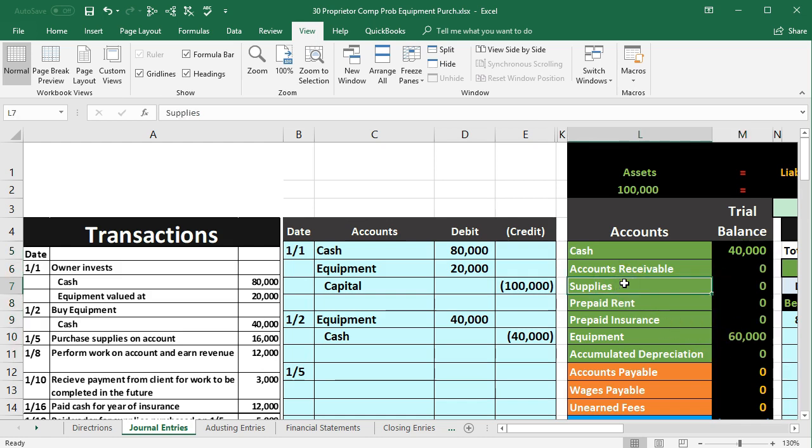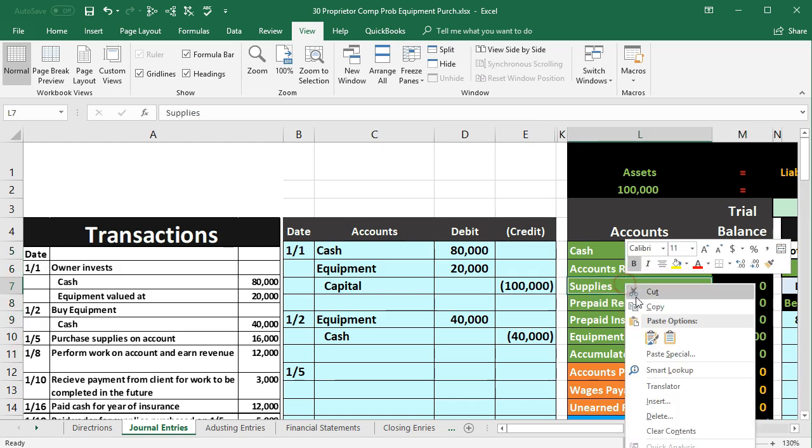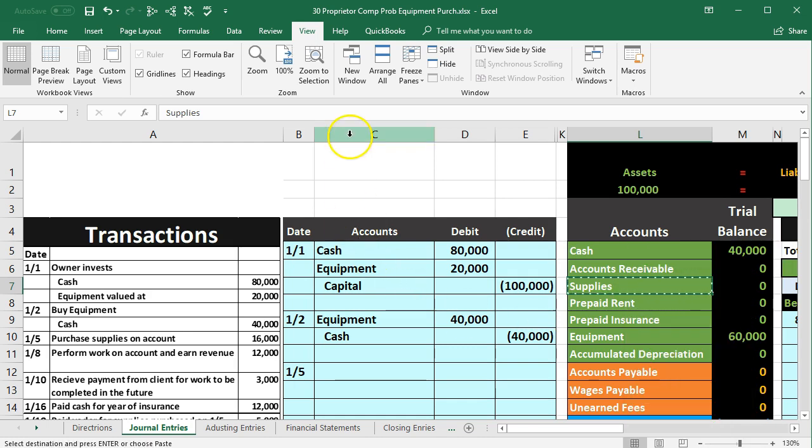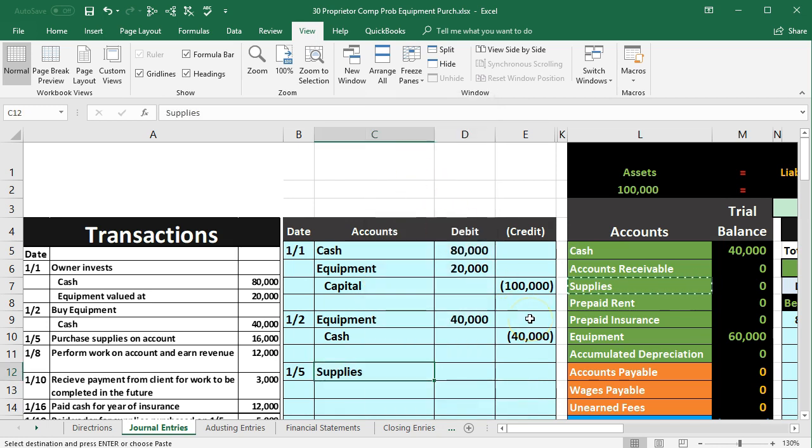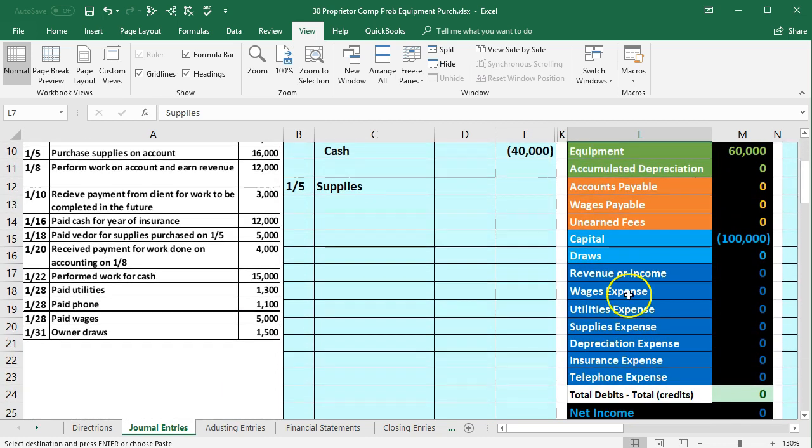We're going to copy it. So I'm going to go to L7, right click and copy. We'll put that on the top in cell C12, right click and paste 1, 2, 3. Now you might have asked, why are we debiting supplies? If you scroll down here, you'll note that there's a supplies expense account. Why aren't we putting it into the supplies expense account?